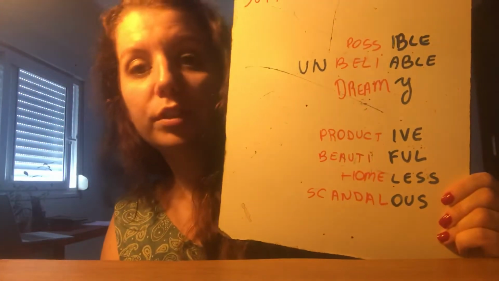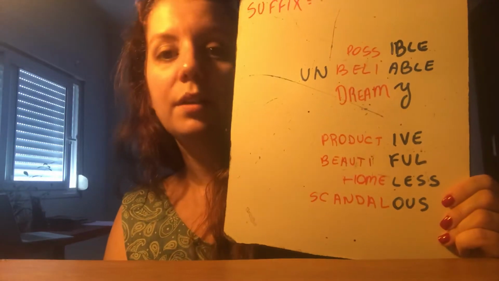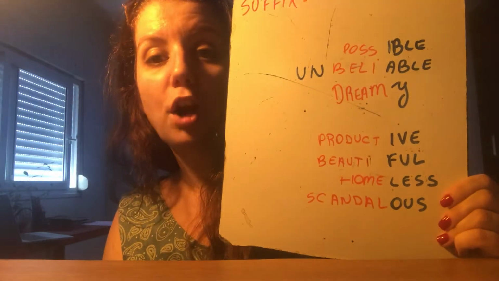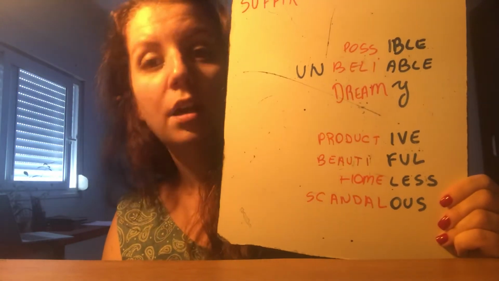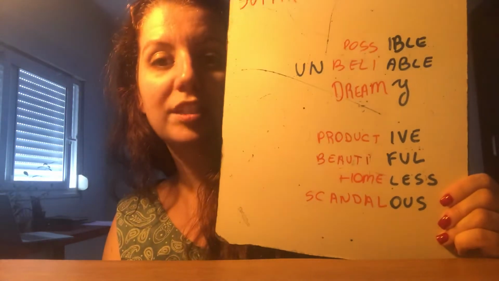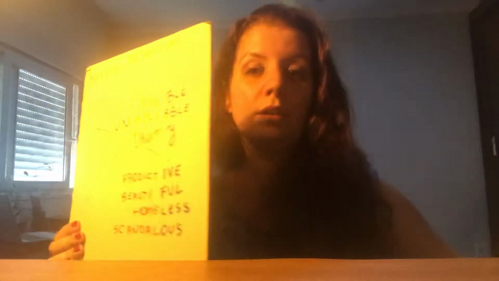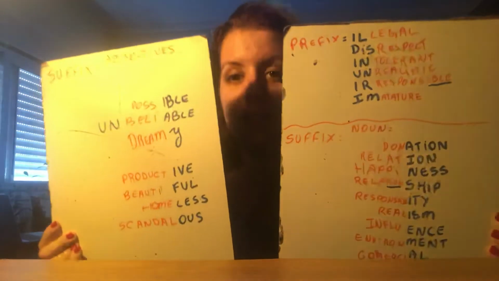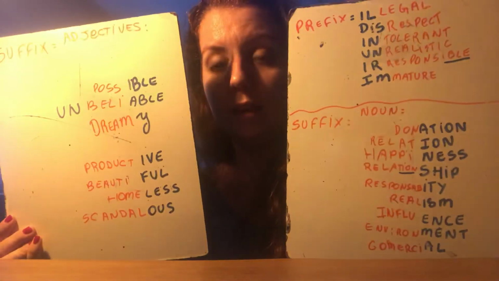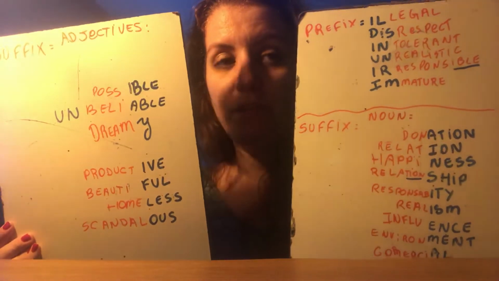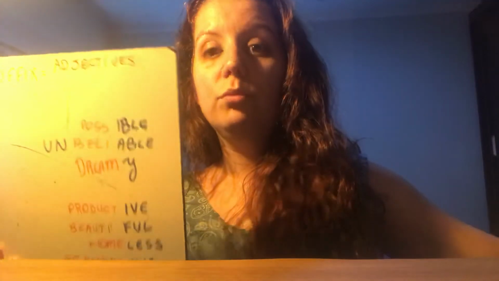Product is the verb, productive, beauty, beautiful. Sometimes you can use the opposite, like beautyless, homeless, it's a common one, scandalous, right? So you can mix them. So these are prefix and suffix. I think it's very nice, it's very funny, but also there is no rule for it. It is what it is, and you've got to decorate it.